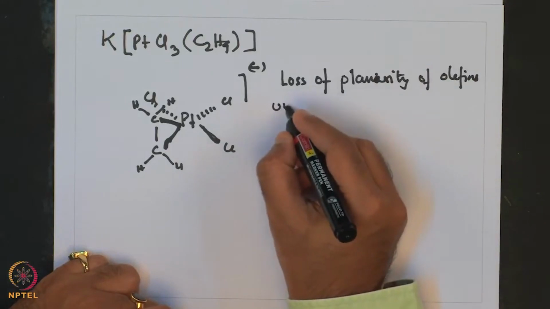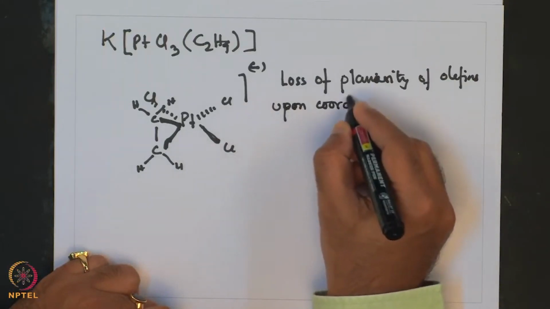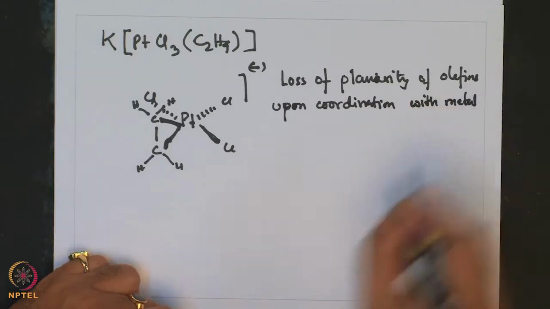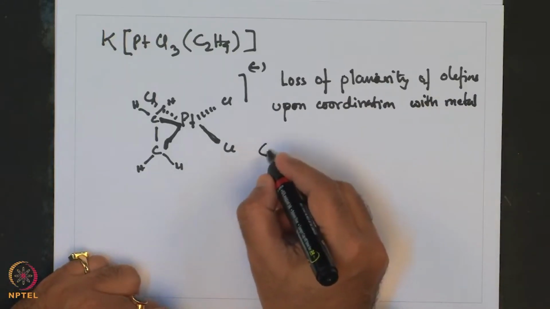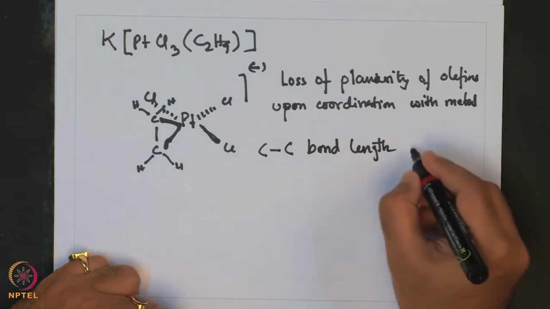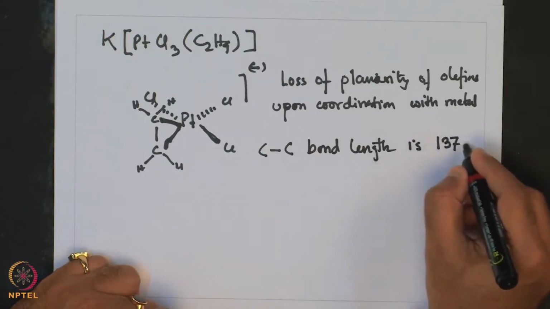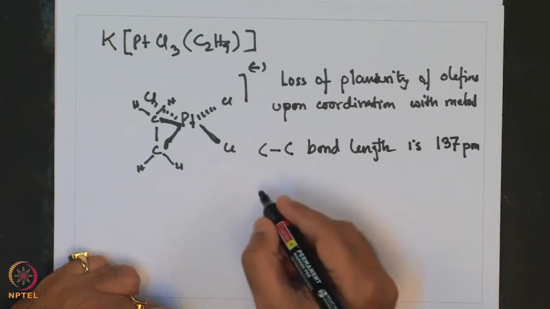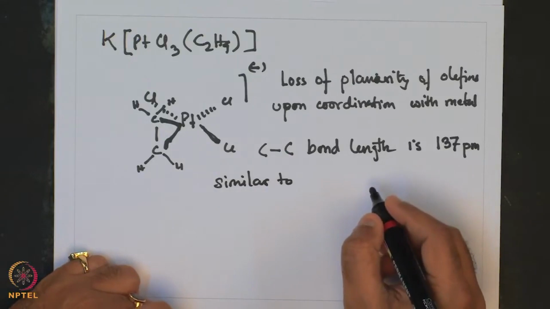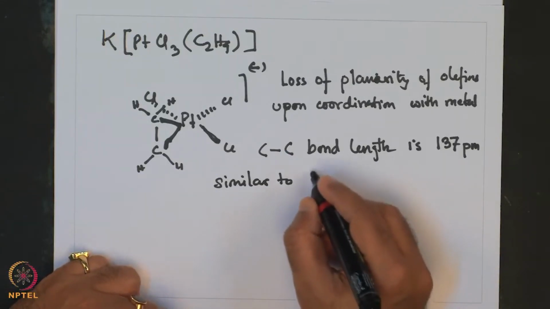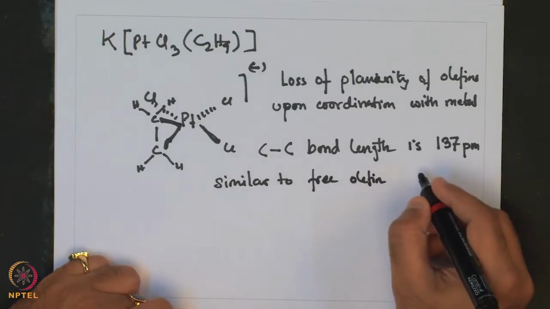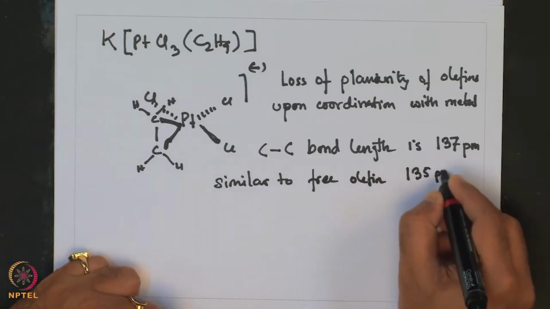Upon coordination with metal, the CC bond length is 137 picometer, similar to uncomplexed free olefin, which is 135 picometer.